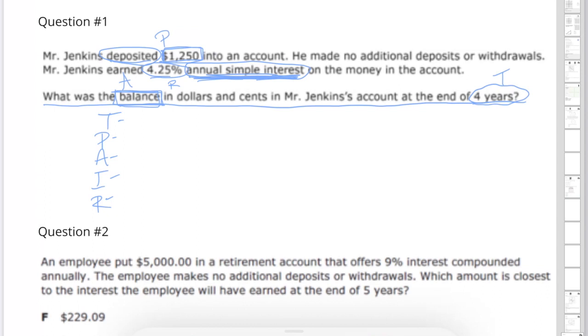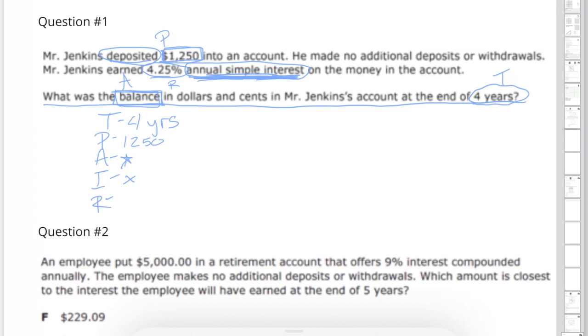So T stands for time, and our time was 4 years. P stands for principal, and our principal was 1,250. A stands for account balance, and right here, that's in my question, so I know that's what I'm looking for. So I'm going to place a star on A because that's the answer I'm trying to get to. I, we're not going to use I because it doesn't ask for the interest. So we're going to put an X on I because it's not really important for us right now.